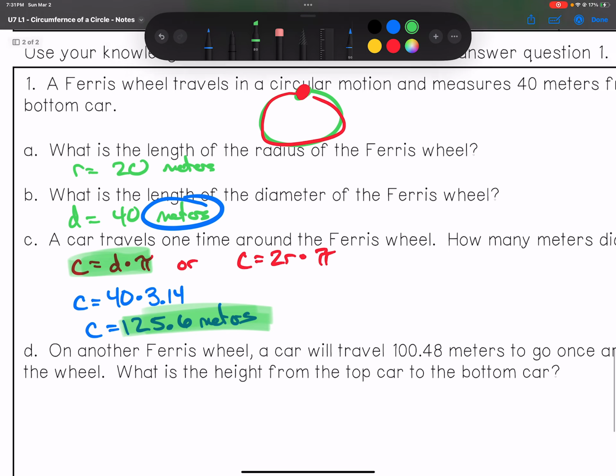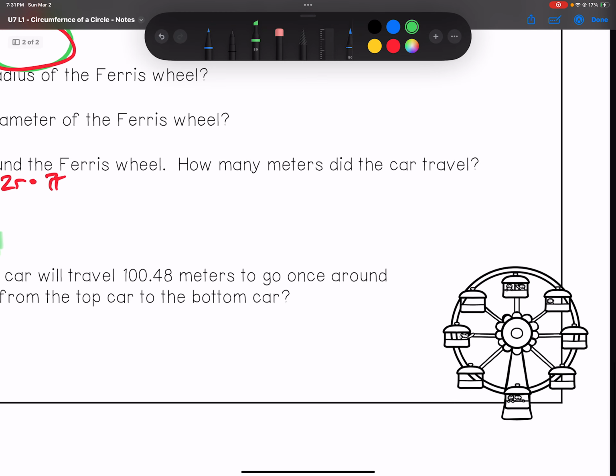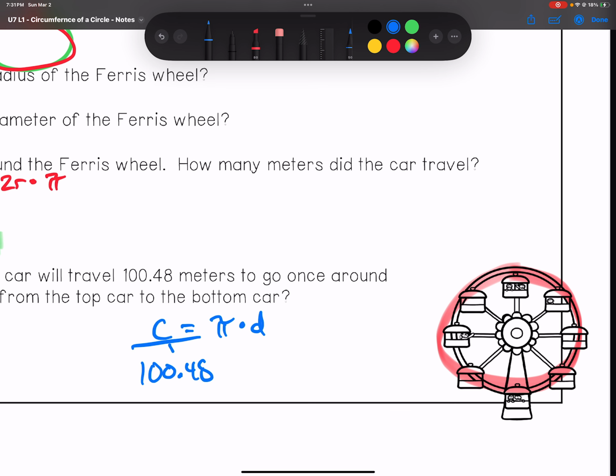All right, so we got a process here. There's our Ferris wheel over there. We know that if they go all the way around, which is the circumference, they are going to go. So remember, circumference is pi times diameter, or diameter times pi. If we know the circumference is 100.48, because they told us, equals. We know that pi is 3.14, don't we? We're missing the diameter, which is d. We'll put it in green. We can solve that.